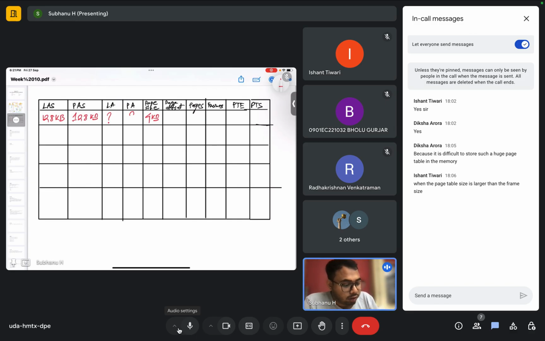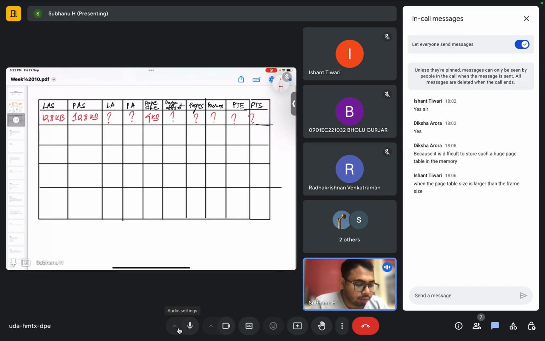We have found out that this page table size is 4 MB, so we need to store it in one frame. But each frame size is 4 KB. So this page table is so big that it cannot sit in one frame. That's why we will divide this page table again and make page table 2. Got it? So this is the idea.